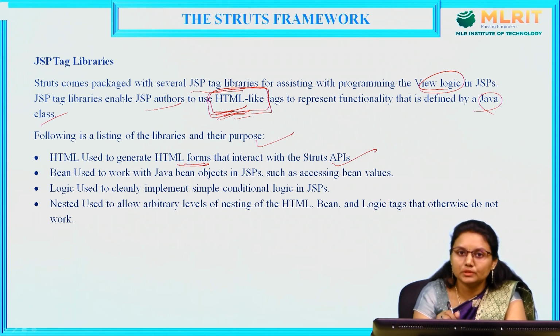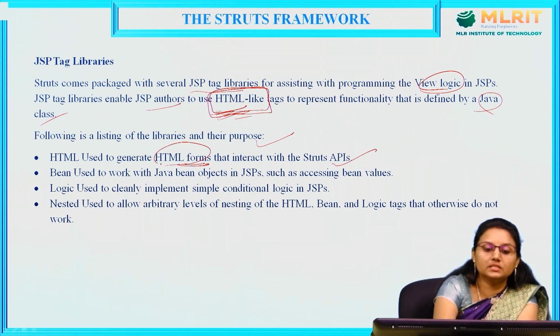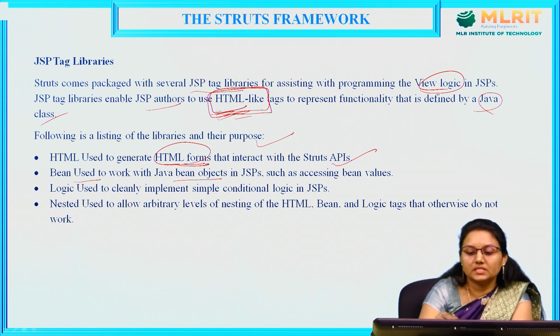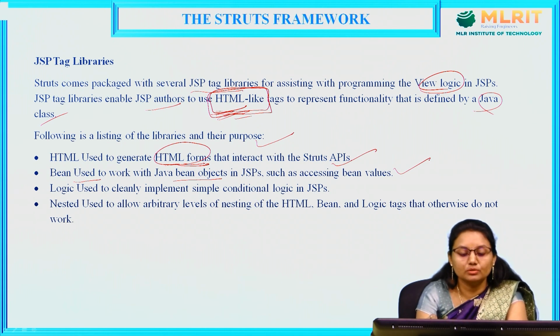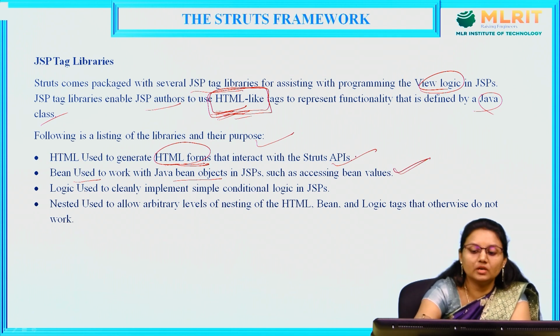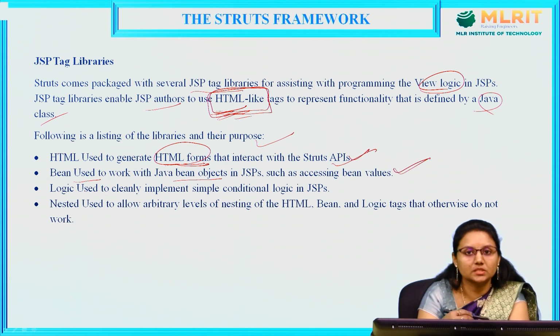Whenever you are using those APIs, that comes under the BL, business logic. When you want to give support for this business logic as a part of presentation, then you need these HTML forms. So bean is used to work with Java bean objects, such as accessing the bean values. You need beans, which are supported by JSPs also.